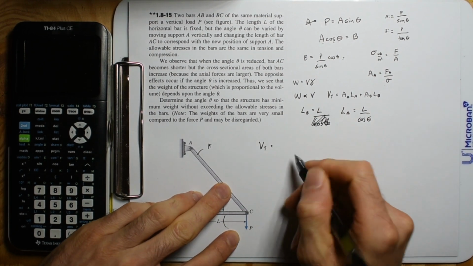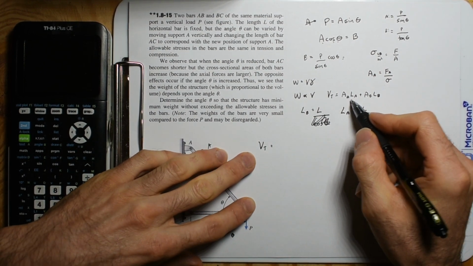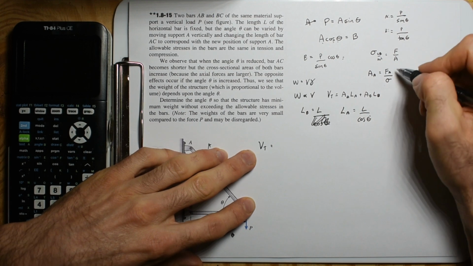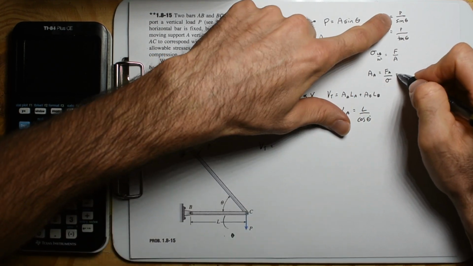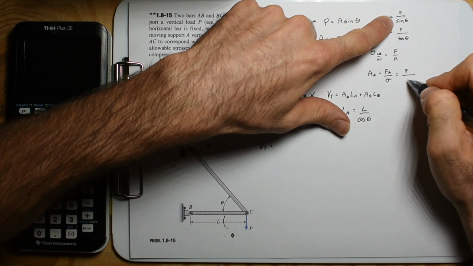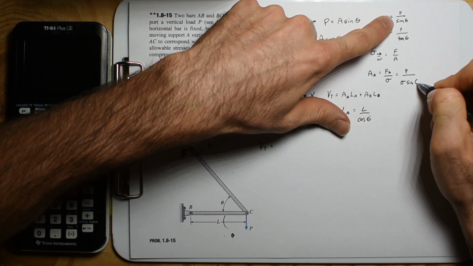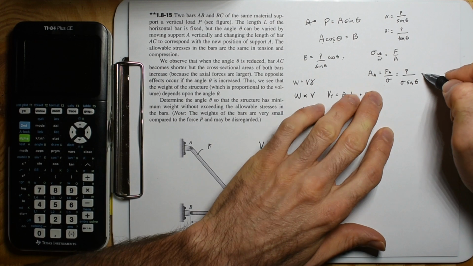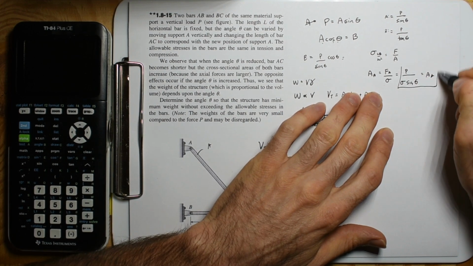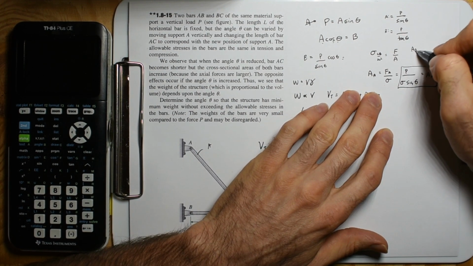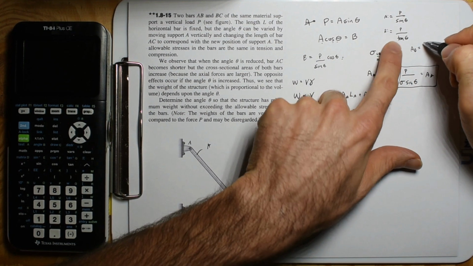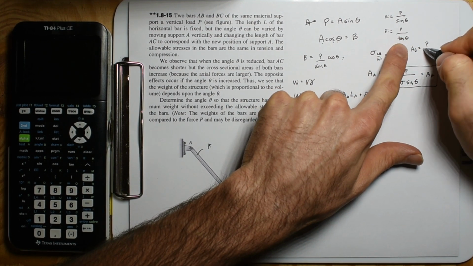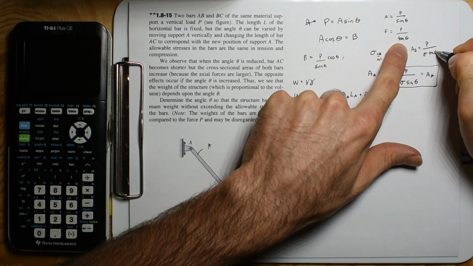So volume total is, did we even solve for the areas? We need to solve for area of A. That's going to be the force of A divided by sigma, so we got P divided by sigma sine theta. Now we need to find the area of B. That's going to be force of B divided by sigma. That's easy: area of B is just going to be P divided by sigma tangent theta.